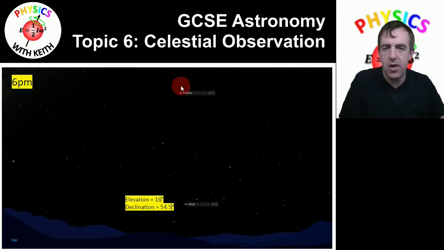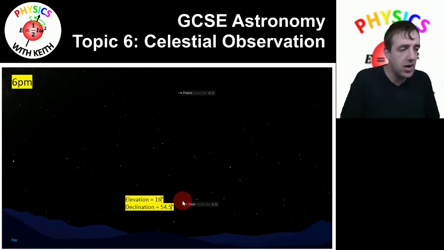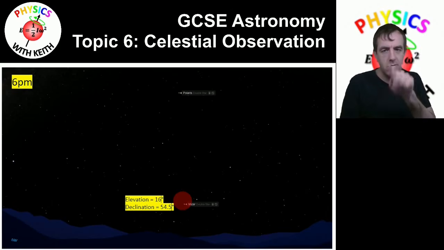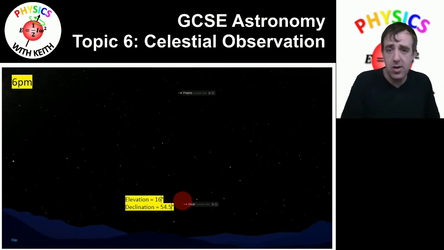So here we've got Polaris, and down here we've got Mizar, although actually that's Mizar and Alcor. There's two stars very, very close to each other. It's a double star. And maybe you're interested in trying to see the double star. Now you know that Mizar and Alcor are a double star, you might be really interested in trying to see that with the naked eye.